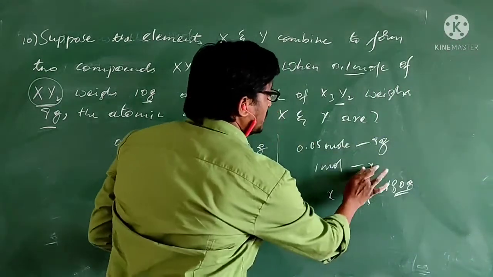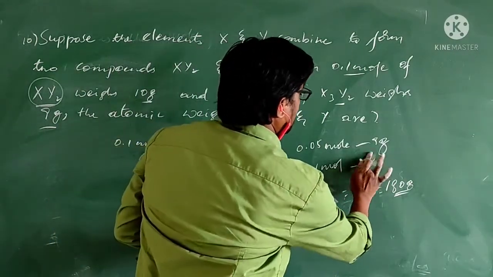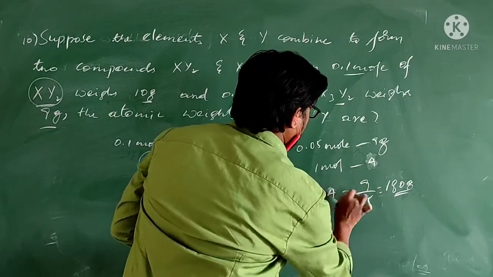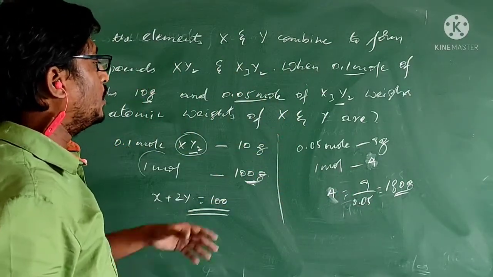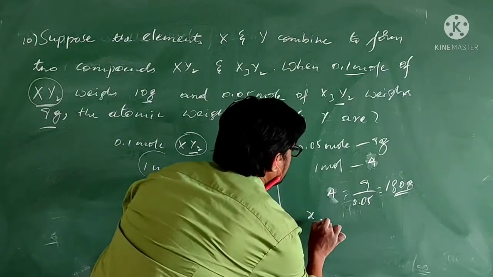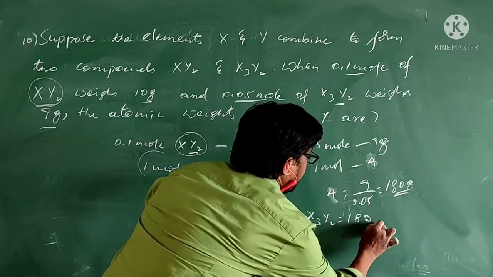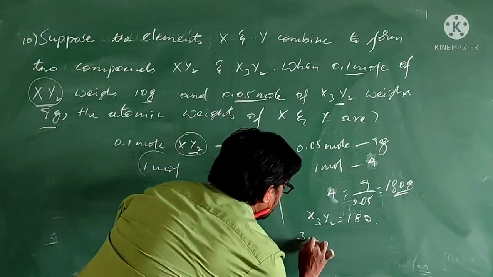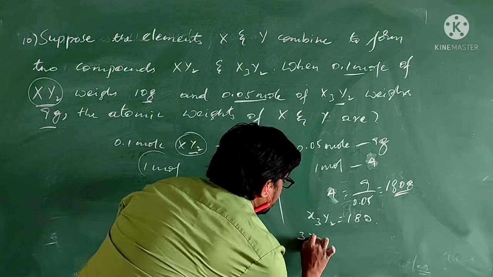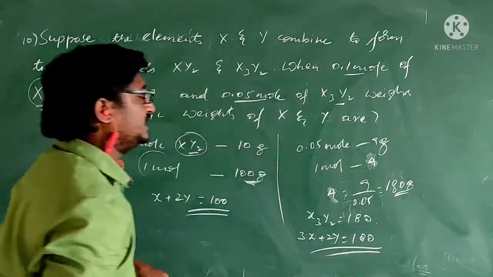If you get confused, let us think of this as A. So A is equal to 180 grams. A is nothing but the molar mass of x3y2, which is equal to 180 grams. This can be written as 3x plus 2y is equal to 180. We can write it this way.